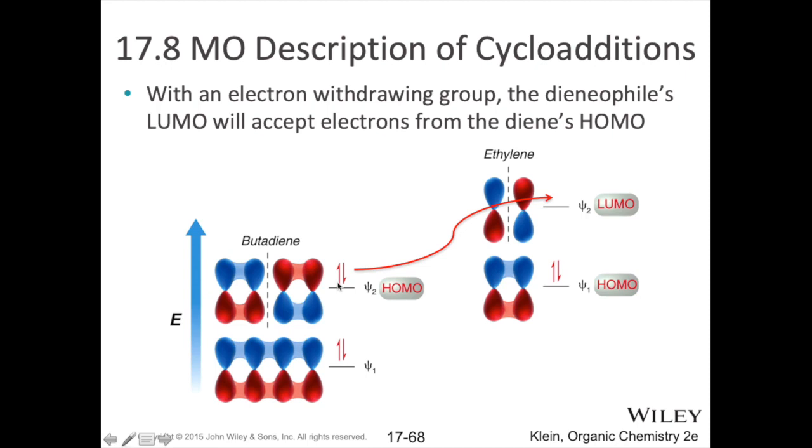These electrons get donated into the LUMO here. In doing so, that's where we start to break that pi bond between the two carbons in our dienophile, which makes sense. We're going to be breaking that pi bond anyway, and it's going to go towards forming one of the sigma bonds that we see between our diene and dienophile.